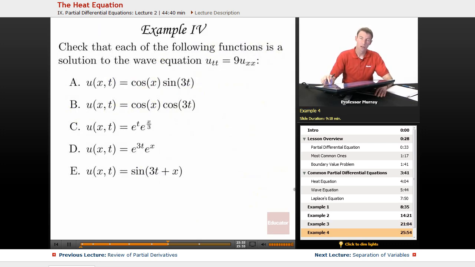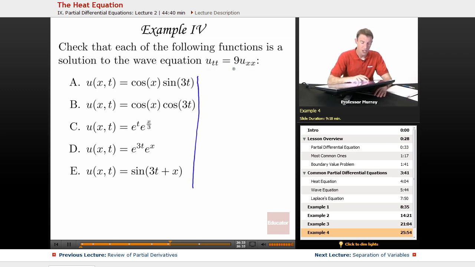So let's go ahead and look at some possible solutions to differential equations. We're going to look at the possible solutions to the wave equation, u_tt is equal to 9 u_xx. What we're going to do here is look at each one of several different types of functions, and I'm going to calculate u_tt for each one, and I'm going to calculate u_xx for each one, and we're going to see if they work out. They're supposed to work out. We're being told to check that each one works out. So we'll see for each one of these functions.